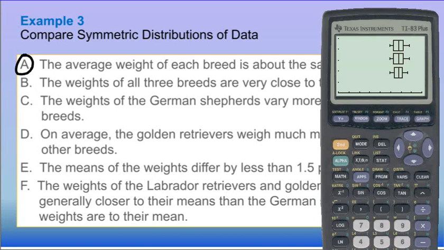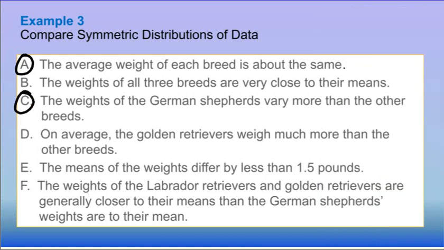So the German Shepherds were first. And you can see that there's a bigger gap, like the whiskers are a little bit longer or different shapes, so that we could say C would work for that one. D, on average, the golden retrievers weigh much more than the other breeds.